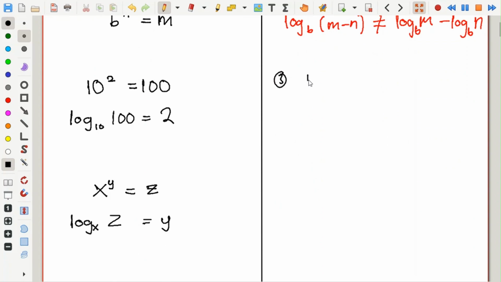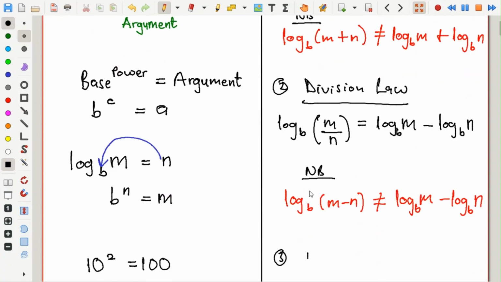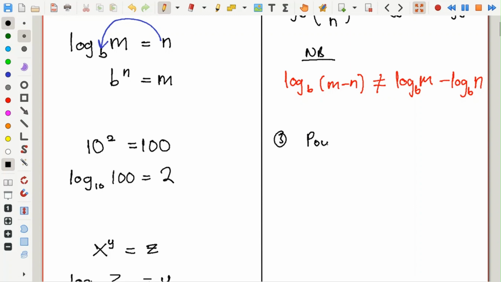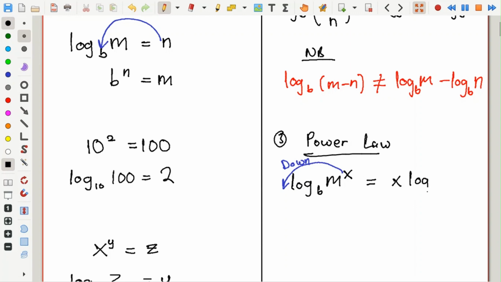This is called the power law. So let's say you have a logarithm of m to the base b, and that our argument here is m, right? Let's say the m is raised to a certain power. Now the power here will jump down. Yes, the power will jump down and become your coefficient. It becomes the coefficient of your logarithm.